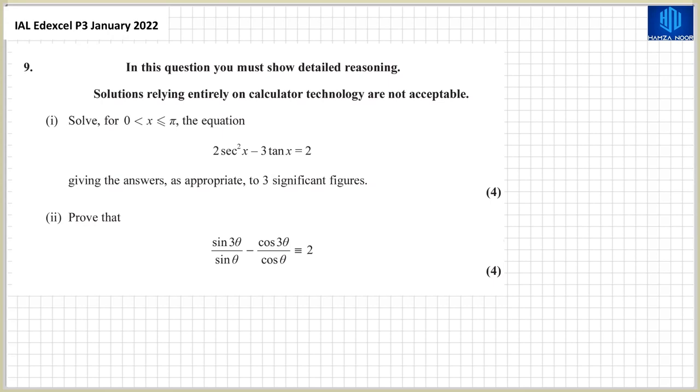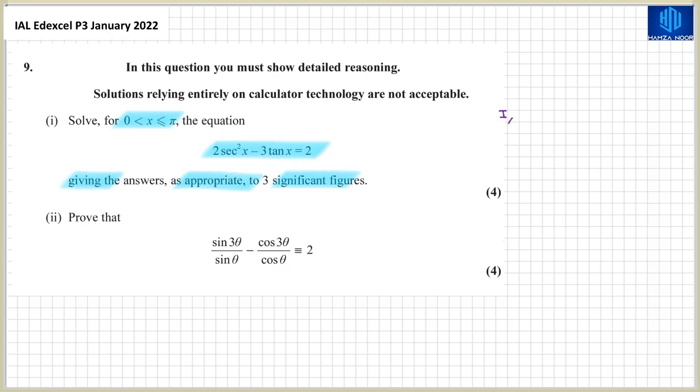Question number 9 of the International A-Level Edexcel P3 January 2022 paper. It says: solve for this interval, 0 < x ≤ π, the equation 2 sec² x − 3 tan x = 2. You need to give your answers as appropriate, correct to three significant figures. So in part 1, we need to solve this equation.